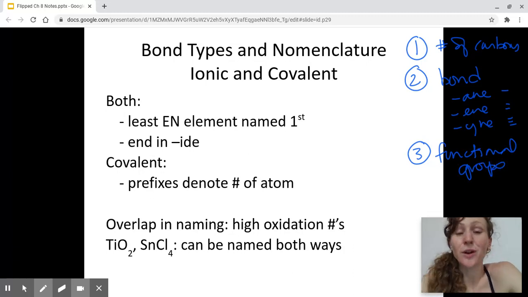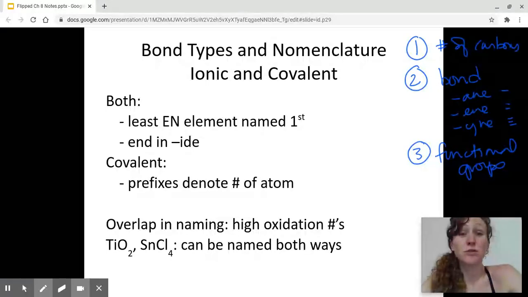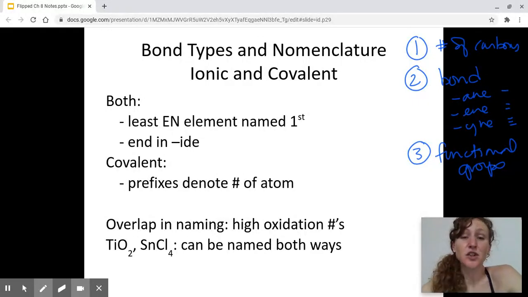Now that we're halfway through the year, you've seen some of the functional groups that come up over and over and over. And really the ones that we deal with a lot are alcohols and carboxylic acids, right? So definitely know those.